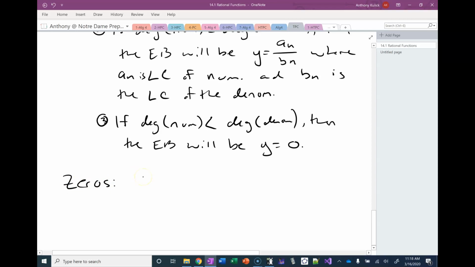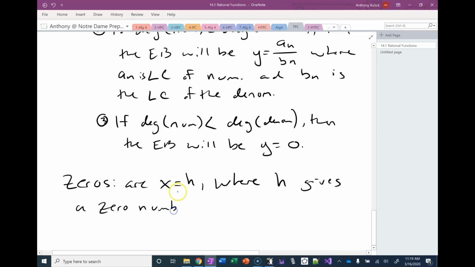Okay. The zeros are values x equals h, where plugging h into the numerator gives you a 0, but not a 0 denominator.